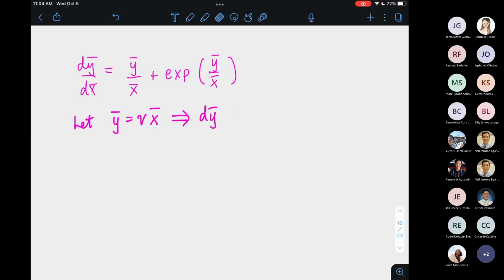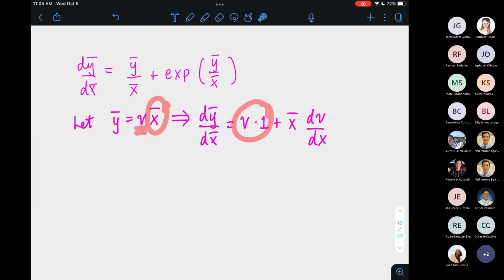or actually kunin ko na yung derivative ni y bar with respect to x bar, right? So ito i-differentiate ko ngayon with respect to x bar. So ang derivative niya with respect to x bar ay v times 1 plus x bar dv over dx, right? So kailangan ko mag-product rule kasi si v ay function din ni x bar, right? So I take the derivative of both sides with respect to x bar. This being a function of x bar requires the product rule. So derivative niya ay v times derivative ni x bar with respect to x bar. So that's how I got v times 1 plus x bar times derivative ni v with respect to x bar. So may x bar pala siya doon.